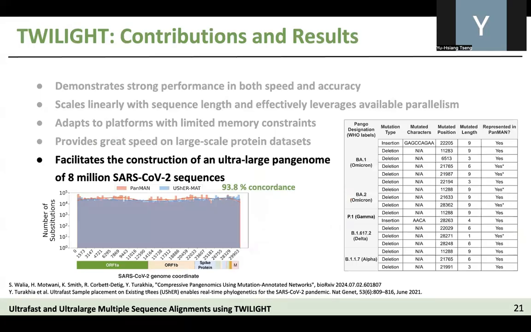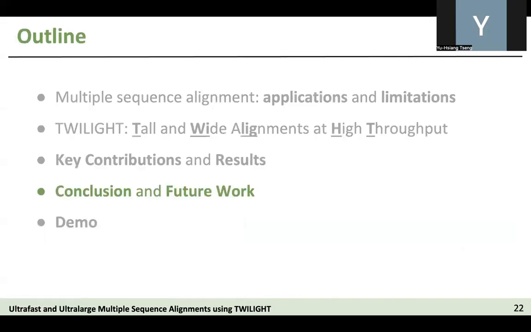Last but not least, TWILIGHT facilitates the construction of an ultra-large alignment of 8 million SARS-CoV-2 genomes. We compare the number of substitutions of our multiple sequence alignment to the Usher tree, and we find 94% concordance. And when we look at the indels here, we can specifically extract all the indels that were previously reported for the main lineages. So this demonstrates that our alignment of these very large-scale sequences is of very high quality.